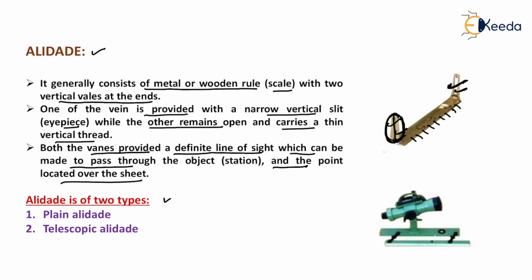Now the alidade is of two types. First one is the plane alidade and second one is the telescopic alidade. Now the plane alidade is used when the distance between the station and the object is very small. But when the ground is not plane and when the distances are very large, then we have to use the telescopic alidade, which is shown here. Now in this telescopic alidade, only these vanes are replaced by a telescope. The remaining attachment is the same. Here a wooden ruler will be attached through which we can mark the distance between the station and the object.